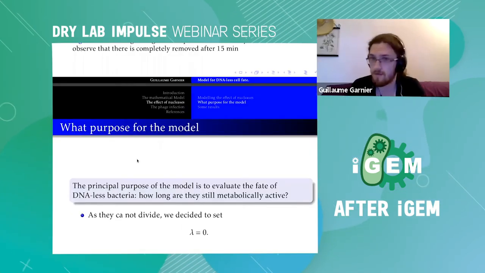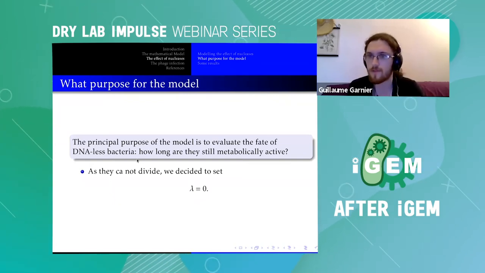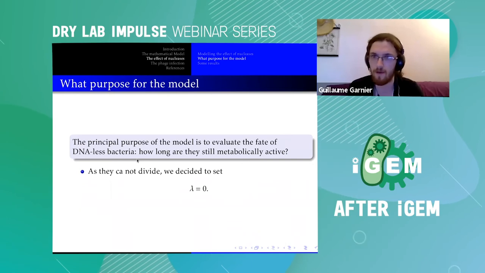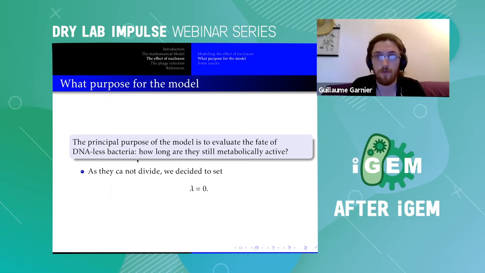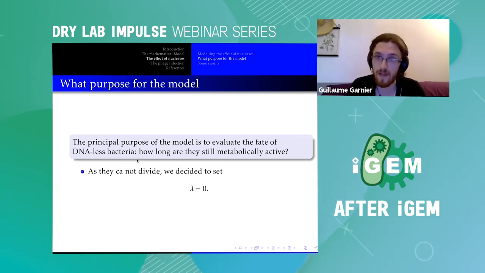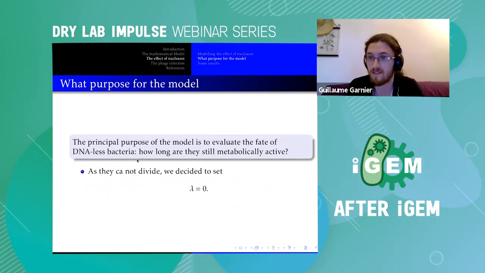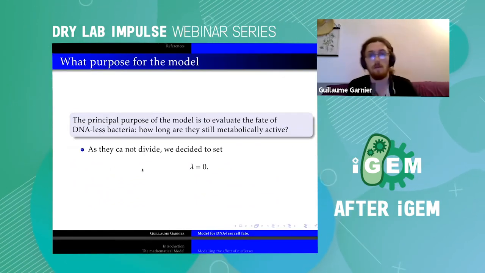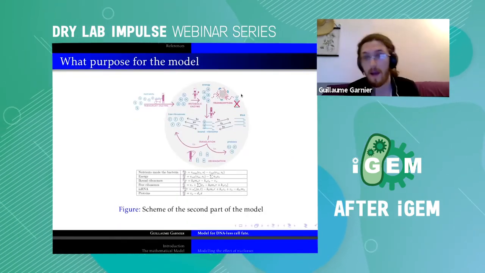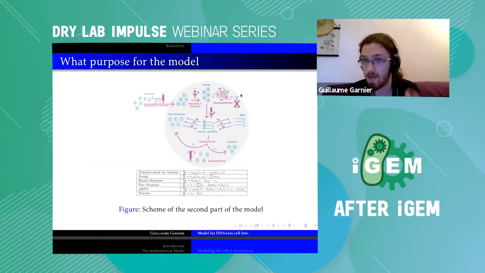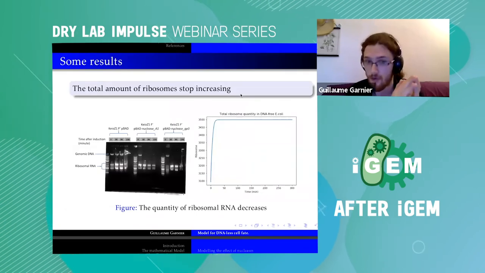So now we can use the model to have some information about the dynamics of a free DNA cell. The principle proposed is to say how long a free DNA cell can still be active. You can see the summary. Here there are no transcriptions. And due to that model, we were able to find exactly the same thing as our biological experiment.